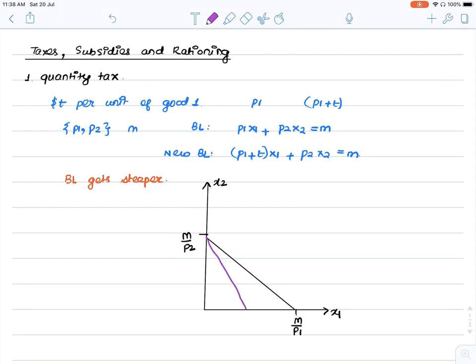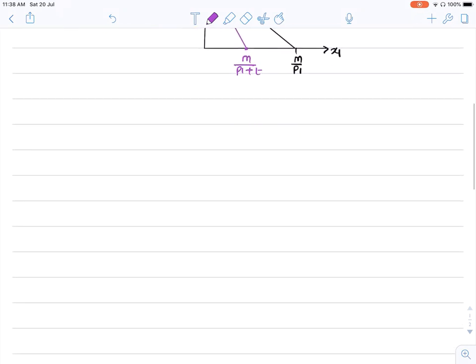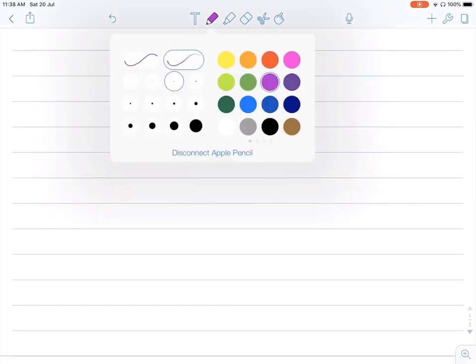What about the new budget line? When x1 is 0, x2 is m by p2. So there is no change in the vertical intercept, but the horizontal intercept reduces to m upon p1 plus t. So the new budget line, this violet budget line, gets steeper. So this is the first case.